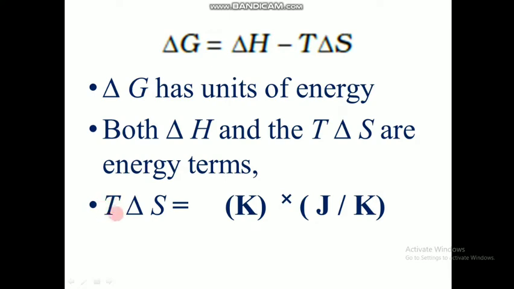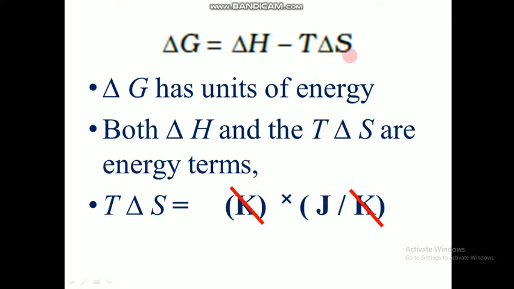So for entropy we have J by K. Hence totally it becomes K into J by K. One of the K is in the numerator, another is in the denominator, so we can cancel off both of them. Finally we got J. So for T delta S we have the unit J.